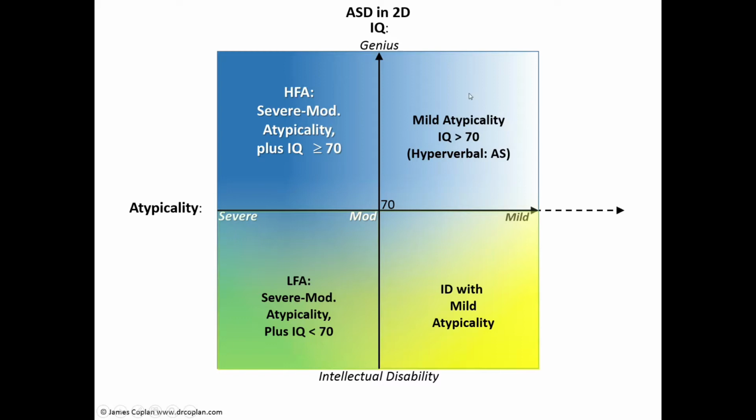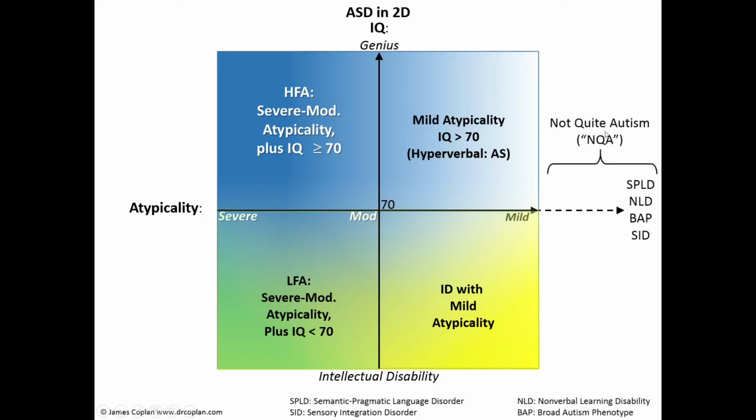Also up here are a lot of individuals who heretofore were labeled as having pervasive developmental disorder, not otherwise specified. And then out here, as you will remember, we have all these other things that are not quite autism, but clearly autistic-like. Not quite autism includes semantic pragmatic language disorder, nonverbal learning disability, broad autism phenotype, and what OTs refer to as sensory integration disorder. These are not all synonymous, but they overlap and usually have a touch of atypicality in the mix.